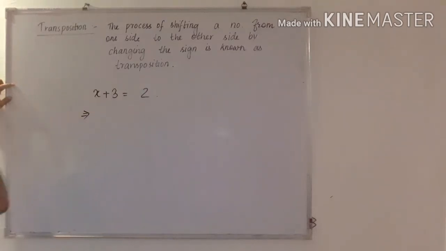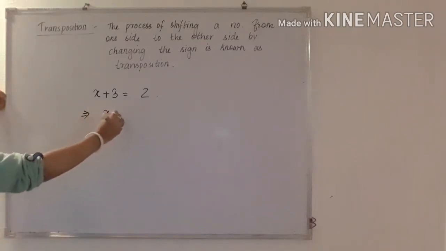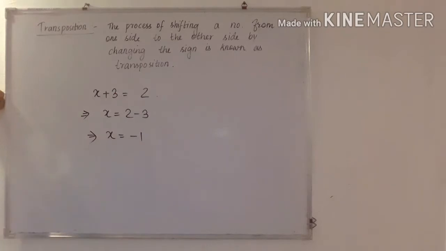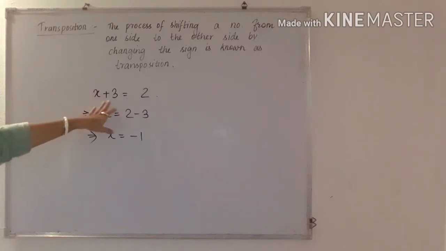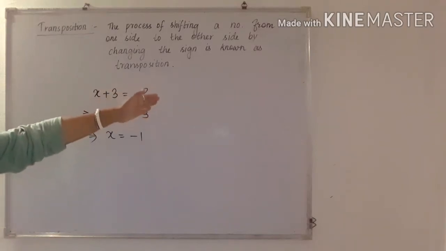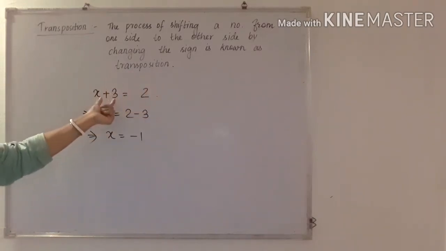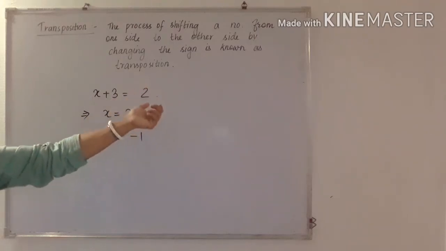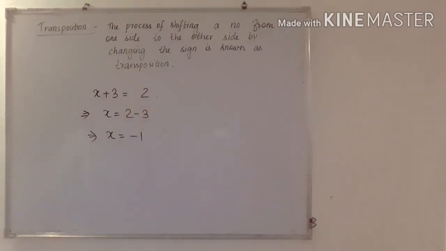When we transfer it to that side, it will become minus 3. So finally x will be 2 minus 3. That will be minus 1. So the value of x is minus 1. Similarly, if a number is subtracted from x, and that number is shifted to the right hand side, then that minus sign will become plus when it goes to the right hand side. So these are some things you have to remember.